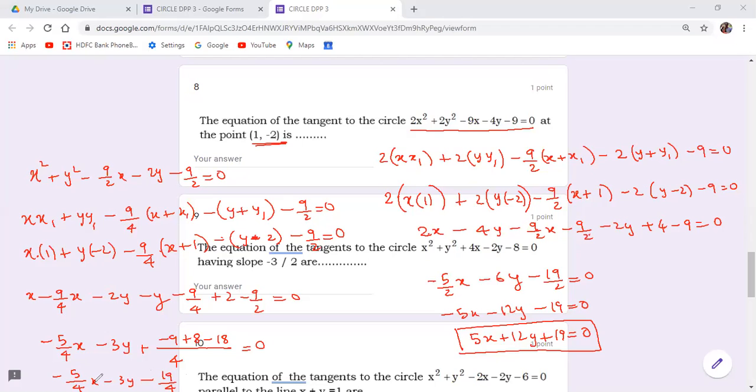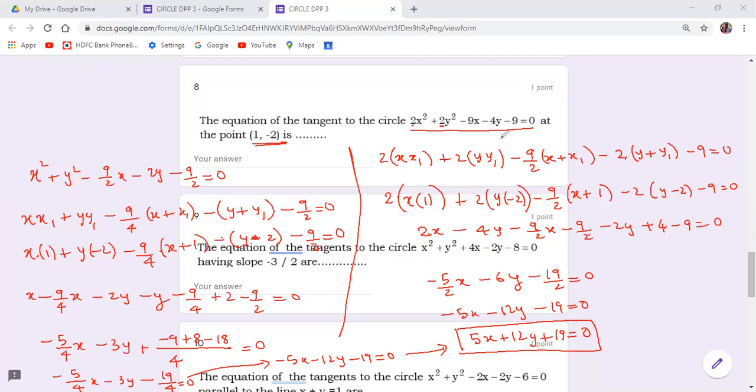Now if you multiply this equation by 4, you will get minus 5x minus 12y minus 19 equal to 0. Change the sign, you get the same answer. So it does not matter whether you divide by 2 or not, your answer would remain the same. Is that clear to everybody? Yes, sir. So what I want to tell you is, it is not necessary for you to divide by 2. You can directly apply the formula, but the coefficient of x will become half, the coefficient of y will become half.